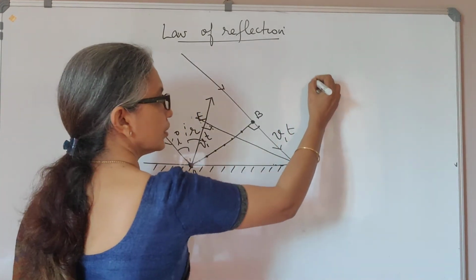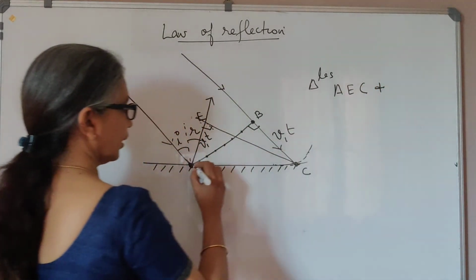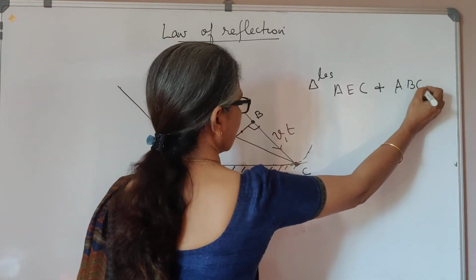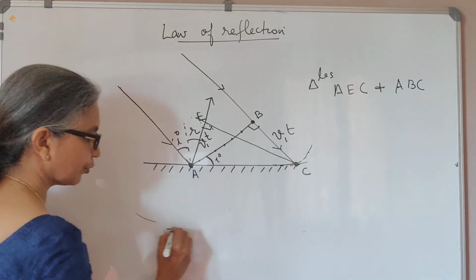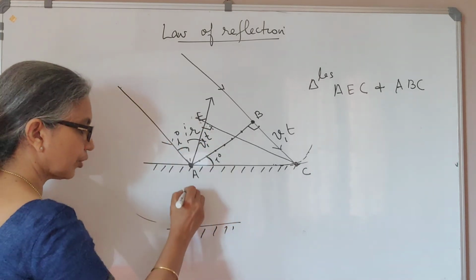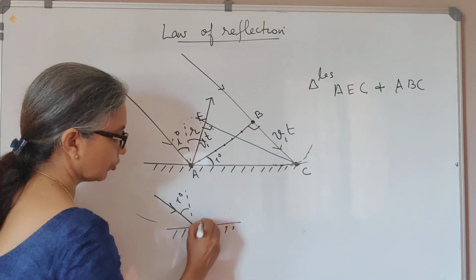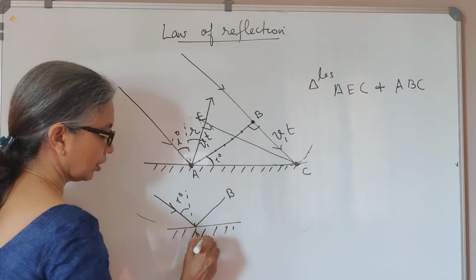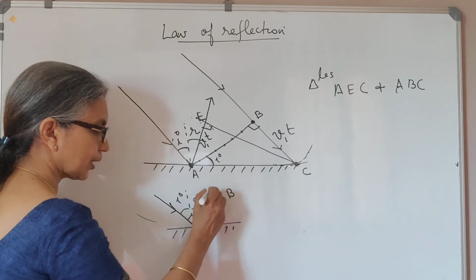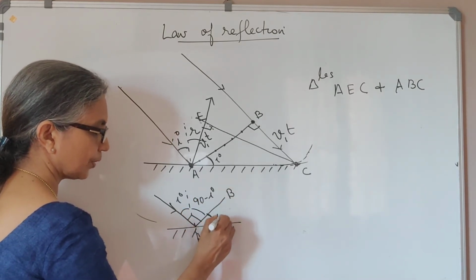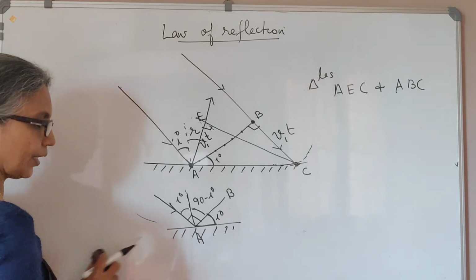Now if you look at the two triangles, AEC and ABC. Before that, if this is angle I, you know this is also angle I. Like I told you before, if this is your mirror, I'm drawing the normal here. This is the incident wavefront AB. Now this angle is 90 degrees, right? So this will be 90 minus I. So this also has to be I, because this is another 90 degrees. This is a common angle. So if this is I, this also has to be I.